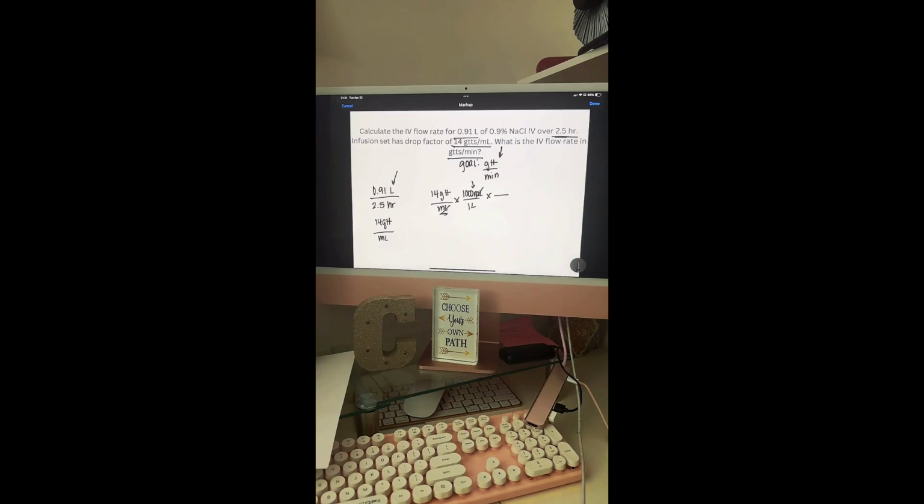So next, I have my liters at the bottom. So 0.91 liters over 2.5 hours. And you see how they're joined? All of the pairs, they stay together. They're married. They're joined. So the last puzzle piece is going to be what, y'all? If we have hours on the bottom and we need minutes, what is our last puzzle piece?